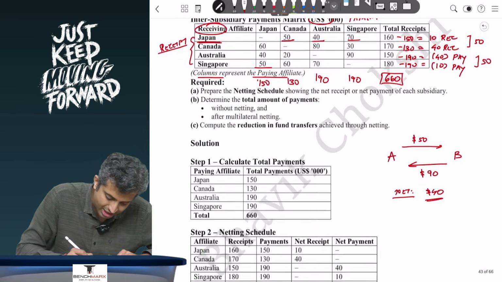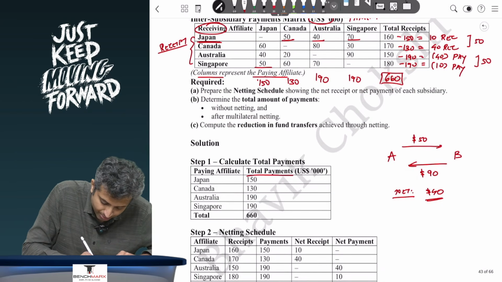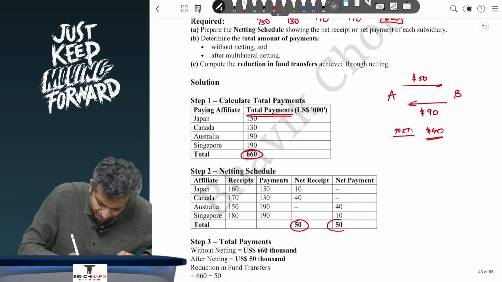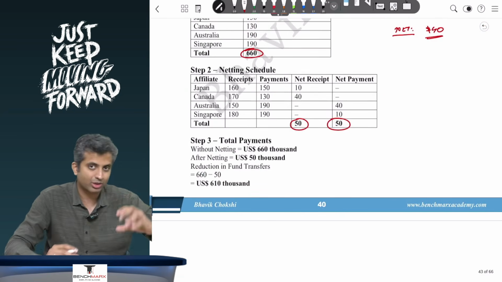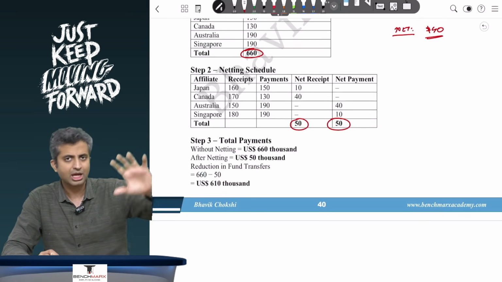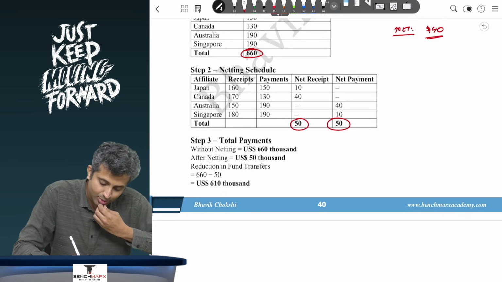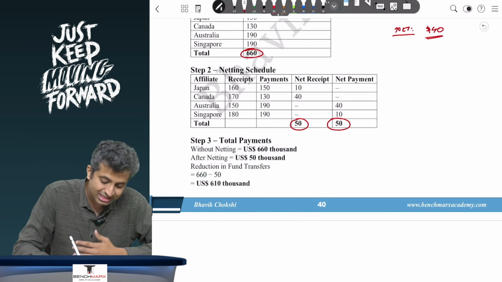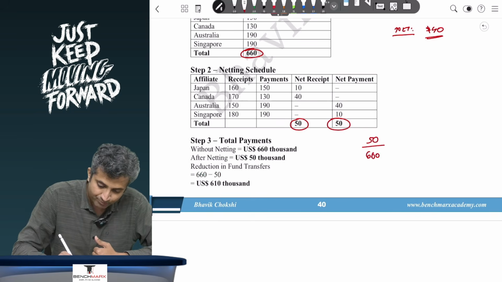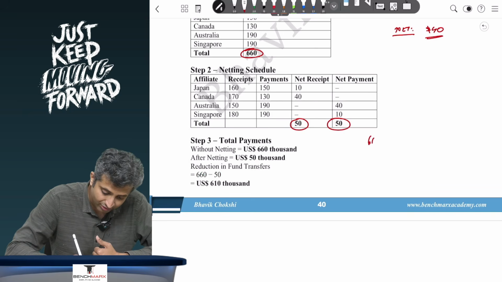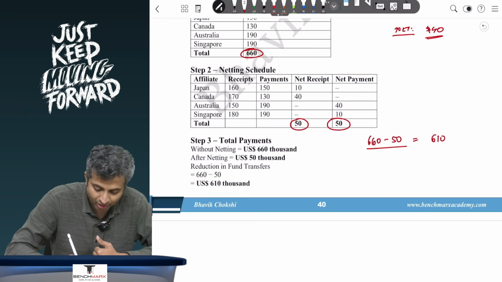So when I look at the netting, your total payments would be 660, and if I look at the netting schedule, the net receipt of 50 and the net payment, so these guys will pay 50 and the recipients will receive 50, and that's about it. So something which was worth 660 of transactions is reduced to 50 worth of transactions, and hence the reduction in transactions is 660 minus 50. There is 610 worth of transactions not needed.